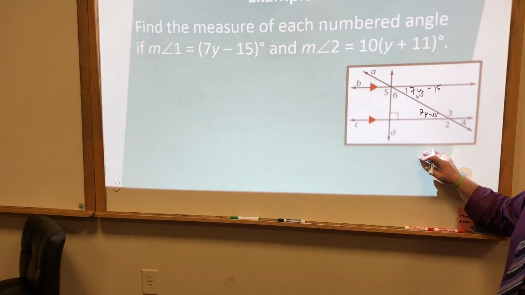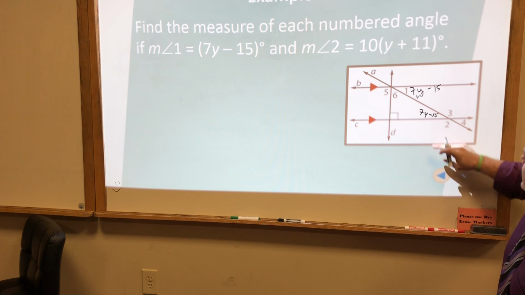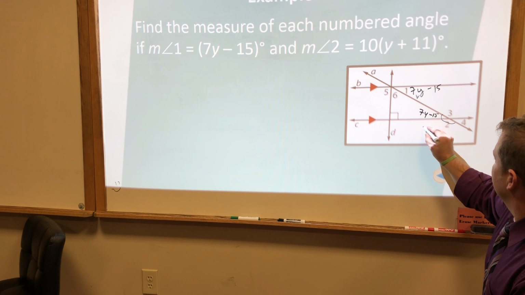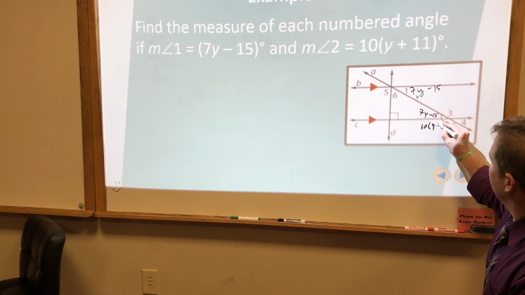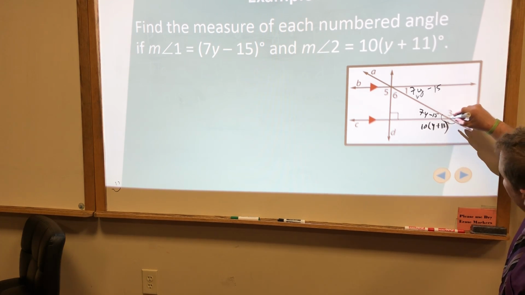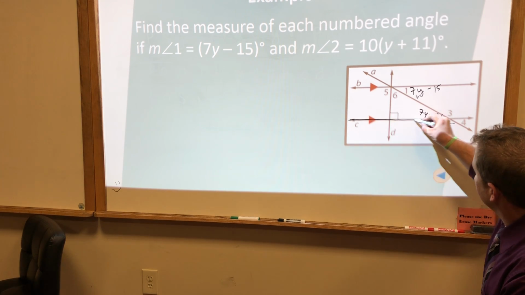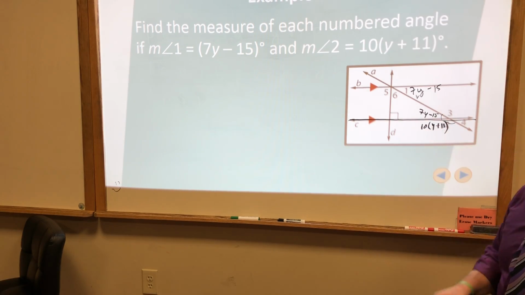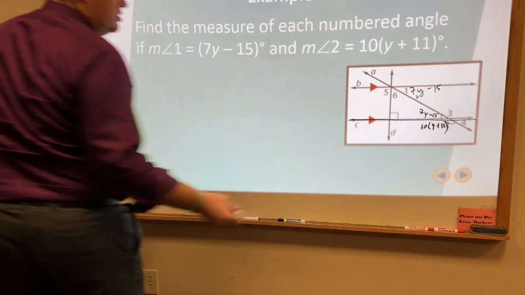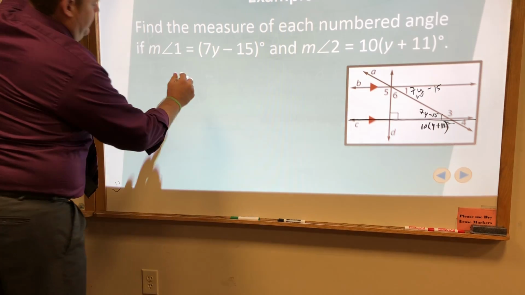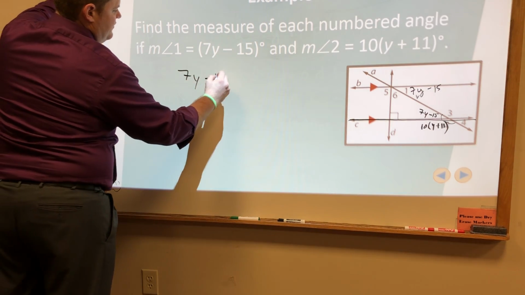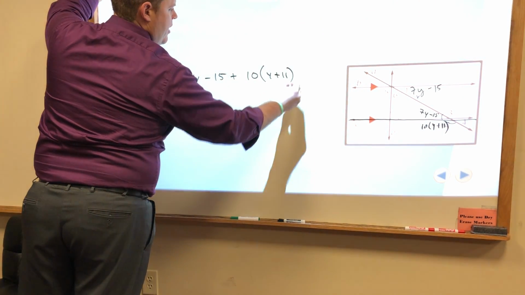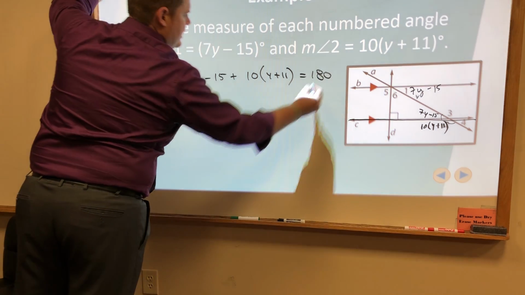So if you have this and this be equal, let me ask you this question. What are these two? Now, I'm going to write this here. This is 10y plus 11. What do we know about these two lines right here? I'm going to draw this just in case you see blurry. These two add up to what? Somebody help me out. Those two angles add up to 180. So watch carefully. Here we go. 7y minus 15 plus 10y plus 11 equals 180.